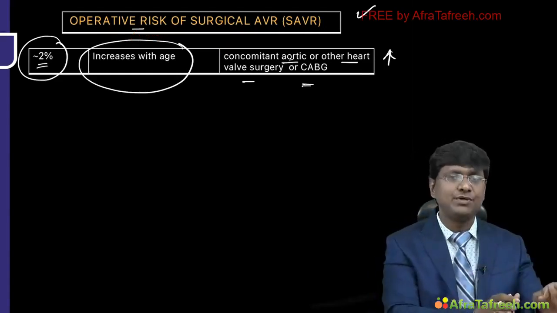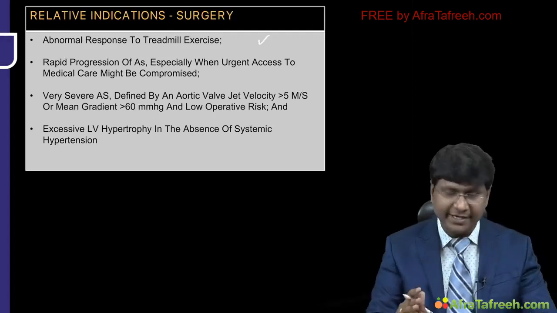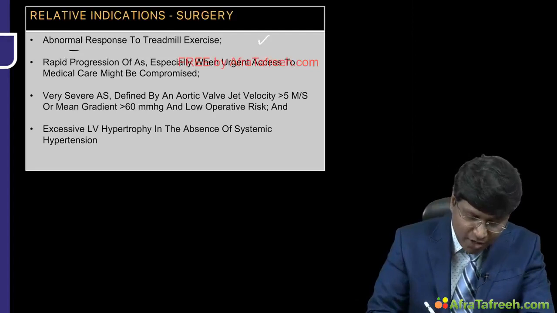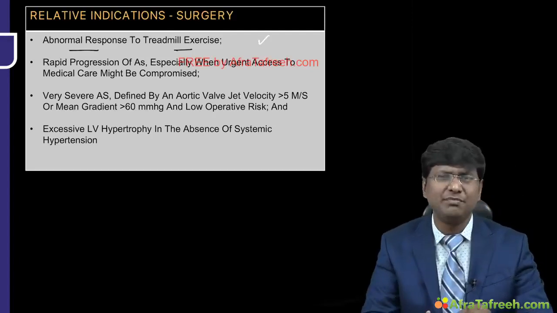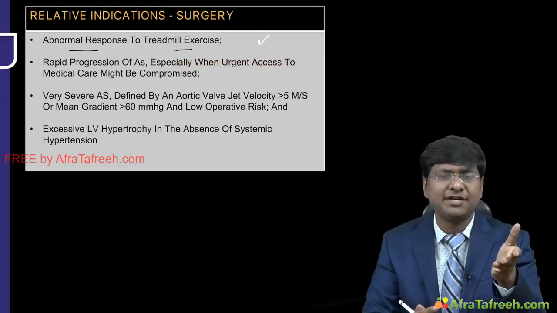Now, apart from absolute indications for surgery, you need to know what the relative indications for surgery are. The relative indications, if you observe, number one, abnormal response to treadmill test. What do you mean by that? Normally, whenever an individual does a treadmill test, the systolic blood pressure increases.